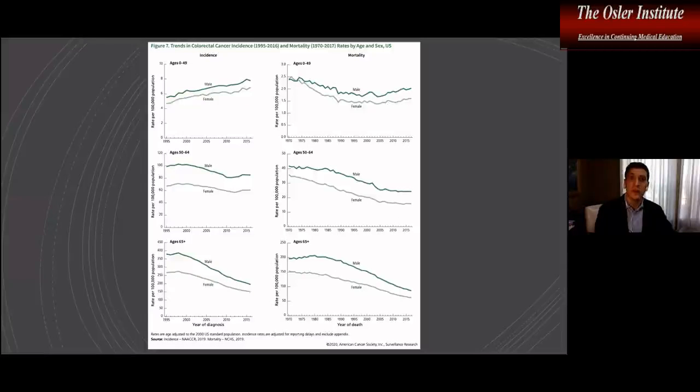And this is just showing some of those trends of colorectal cancer incidence. You can see age 0 to 49, male and female, has been going up since the mid-90s. And this is counter to what we're seeing in patients over 65 and 50 to 64. So it's really the opposite trend that we're seeing in younger patients. Is this because we're screening more? I don't know. It's still to be determined exactly what the cause of this is.